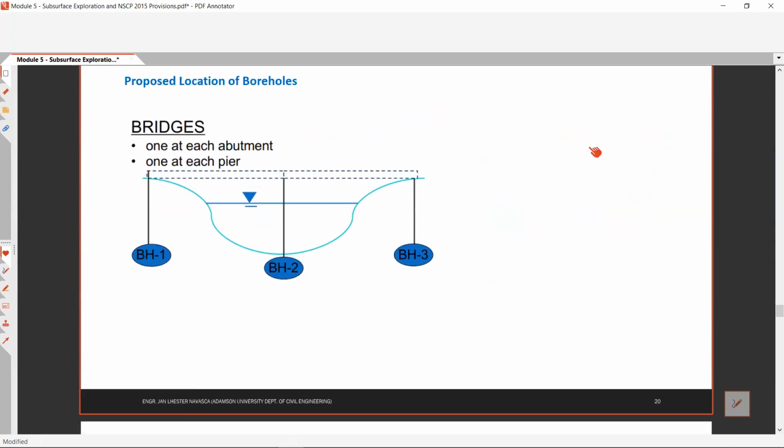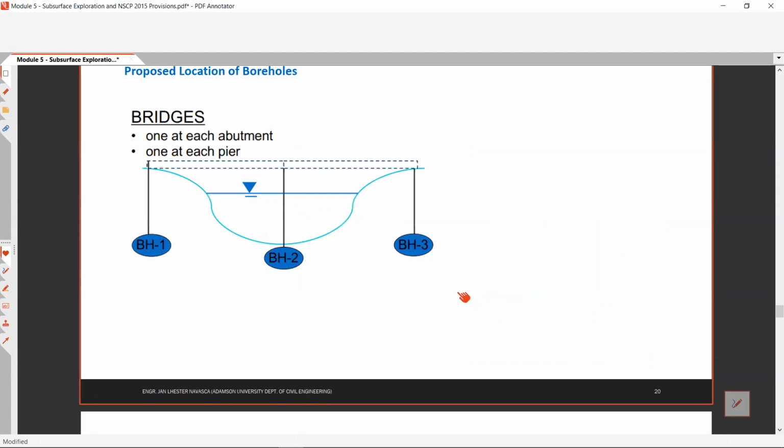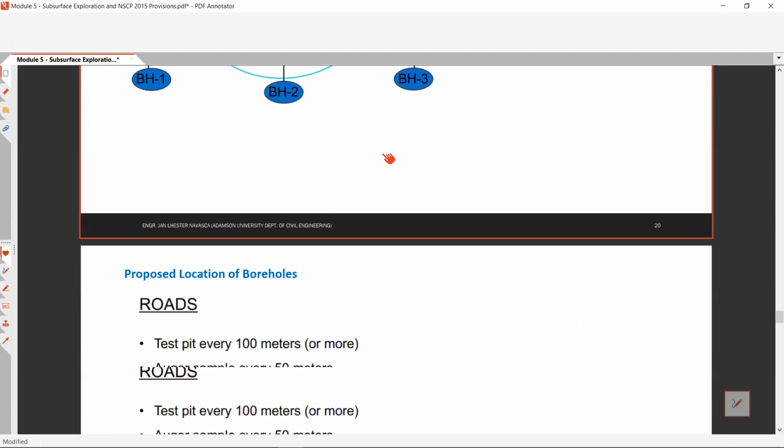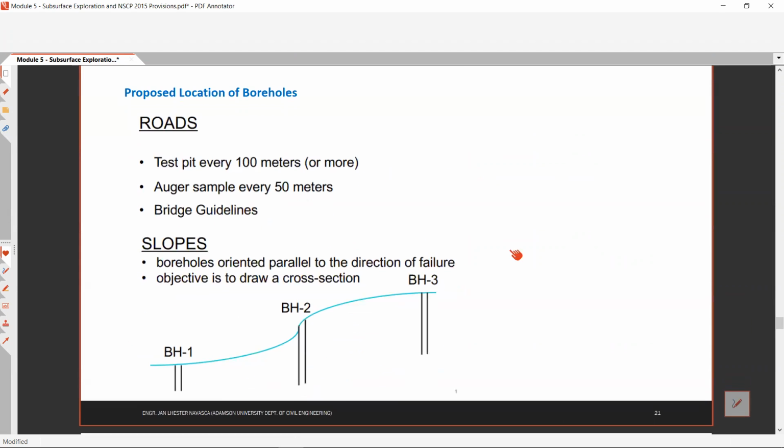Then for bridges, you have one at each abutment and one at each pier. Then for roads, typically the test pit is every 100 meters. Take note, the test pit is every 100 meters. And for boring sample or auger sample, they use every 50 meters. Then they can also check the bridge guidelines.